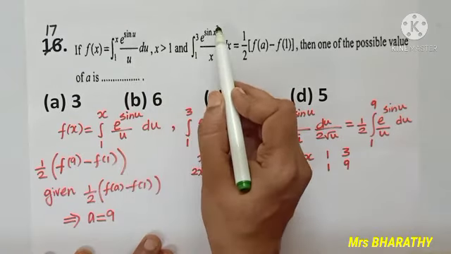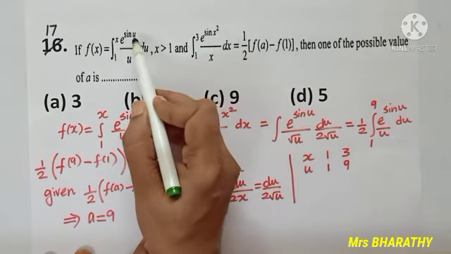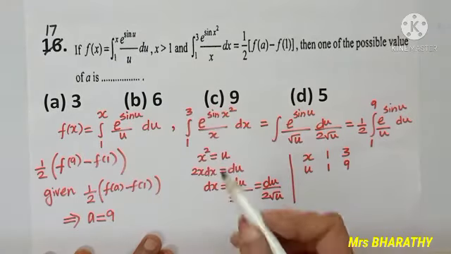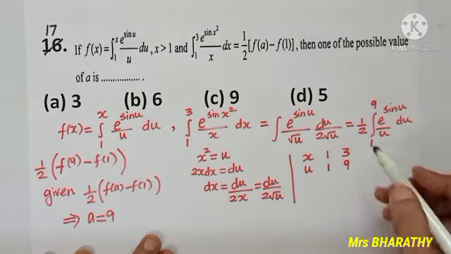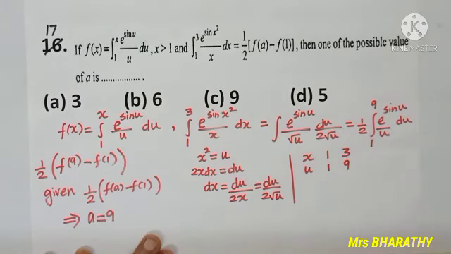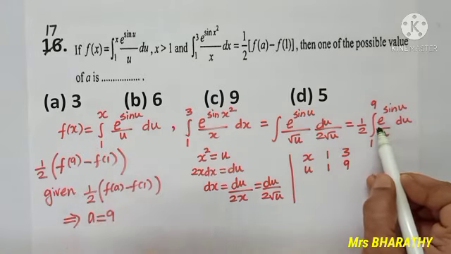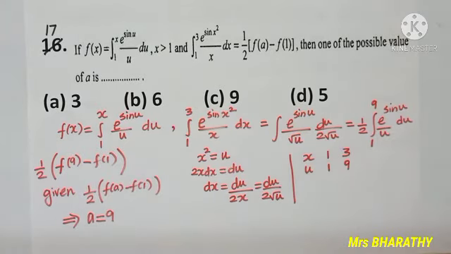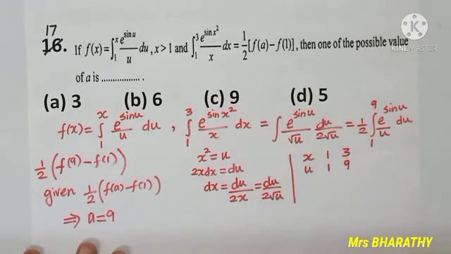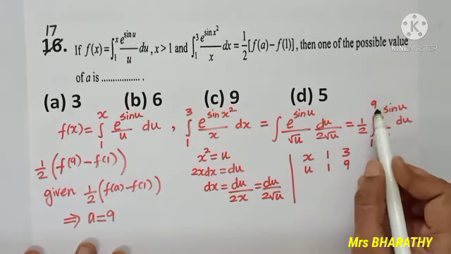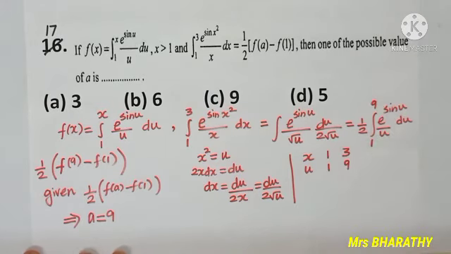Comparing these two, in the place of x square, I have u here. So if I put x square as u and simplify, we arrive at integral 1 to 9. Now just compare this with the given question. We are given half of f of a minus f of 1, but I am getting half of f of 9 minus f of 1. Comparing, a value is 9.